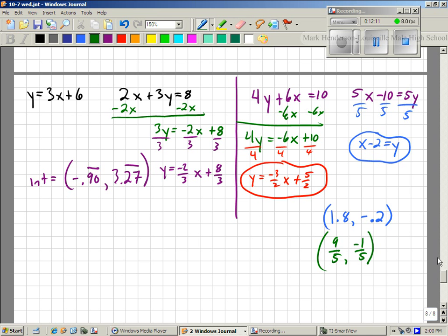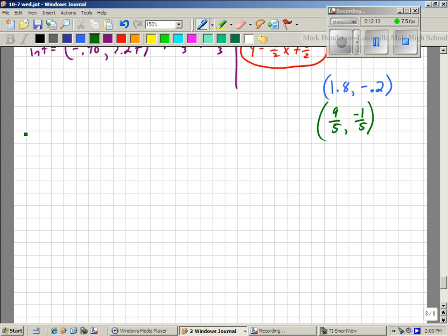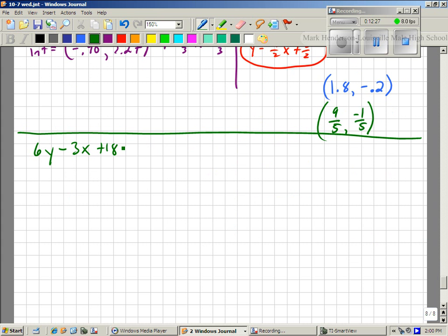Okay, I'm going to have you try one more on your own. Once we are done with that one, we are done. Oops, I wrote that wrong, sorry. 6y minus 3x plus 18 equals 0. 2x plus 5y equals 15. So let's try these two. After this, we are finished.